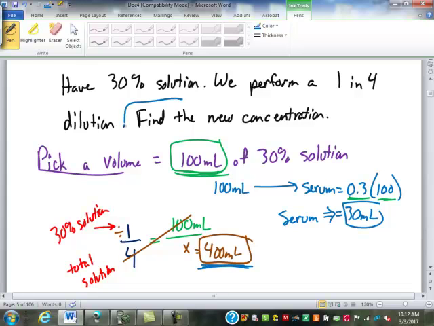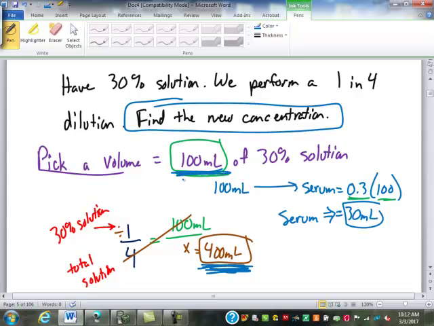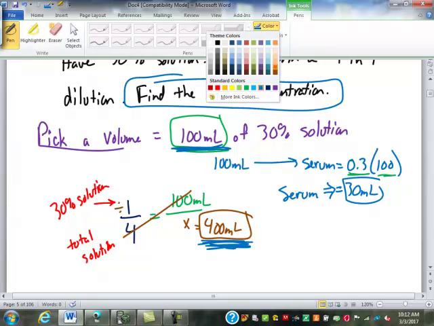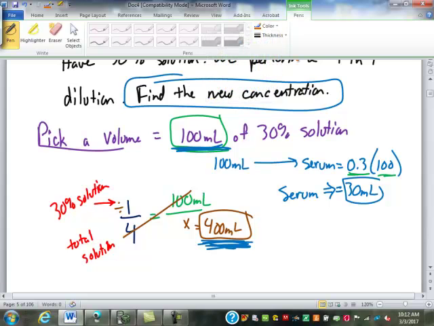Now what I wanted to find was the new concentration. This new volume, the 400 milliliters, is kind of meaningless because we made up the 100 milliliters up here. But we can still use it to find the concentration. Have I added any medication, any serum to this? No. All we have added is saline, non-medicinal, non-active ingredient. So what that means is we still have only 30 milliliters of medication in our 400 milliliters of solution.